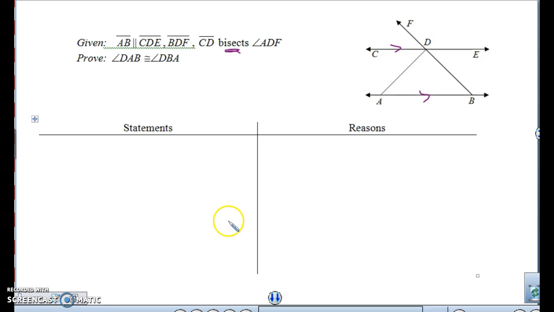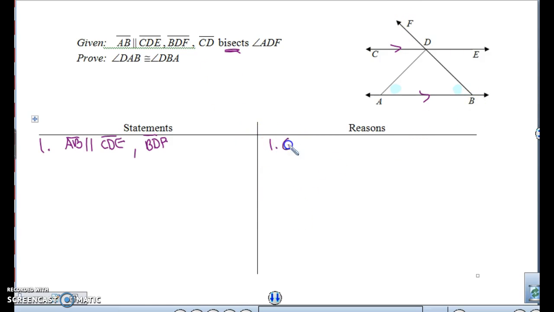All right, now we are trying to prove that angle DAB, which is this angle right here, is congruent to angle DBA, which is this angle right here. We're trying to prove those two angles are congruent. So let's see what we know about angles from parallel lines. We are given AB is parallel to CDE, and we have BDF. Now, since that touches both of the parallel lines, that means that BDF is a transversal.